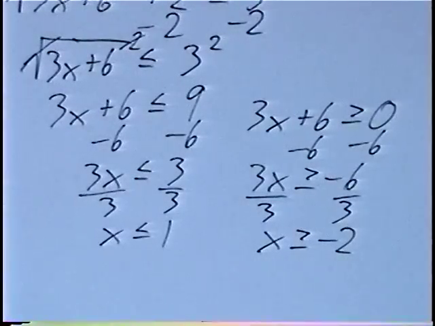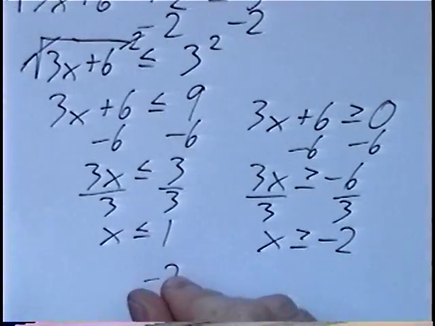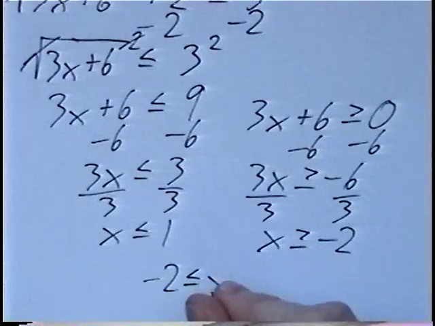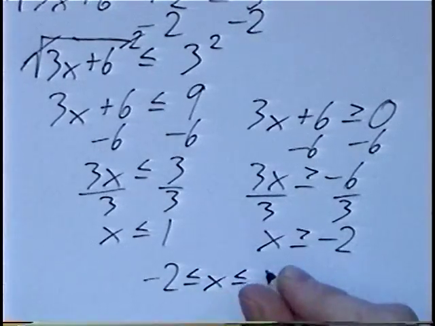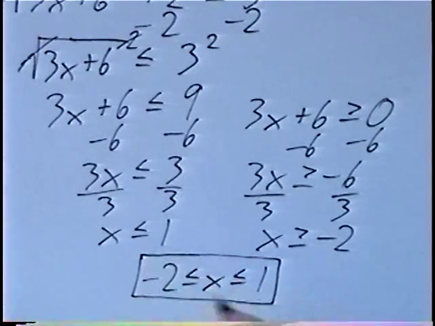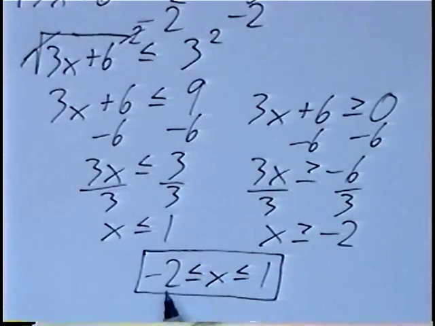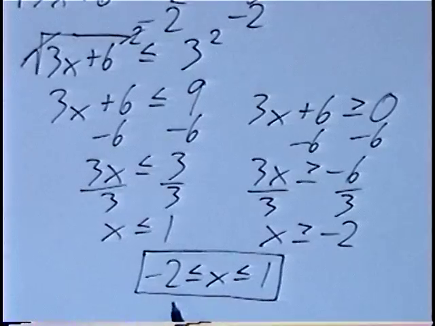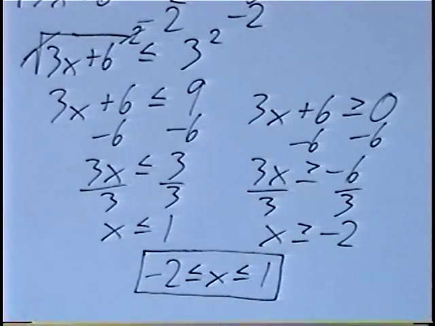You could write this as a single inequality. Negative 2 is less than or equal to x is less than or equal to 1. So the solution to the question is all the numbers including negative 2 and 1, all the numbers between negative 2 and 1.